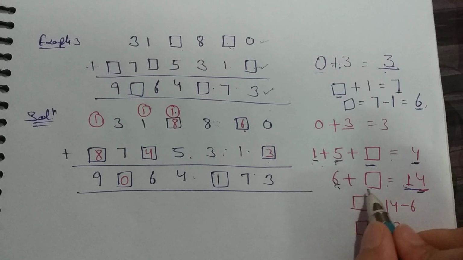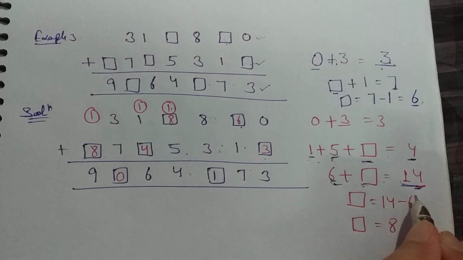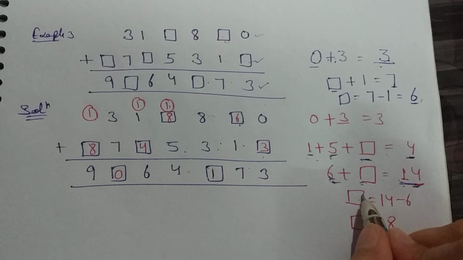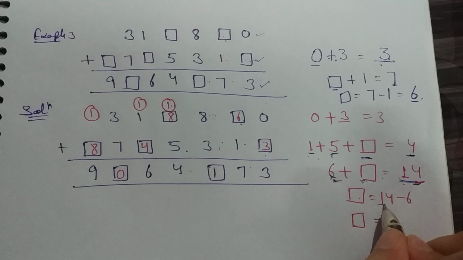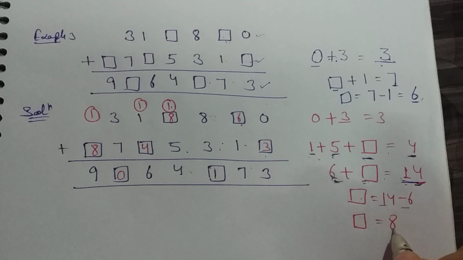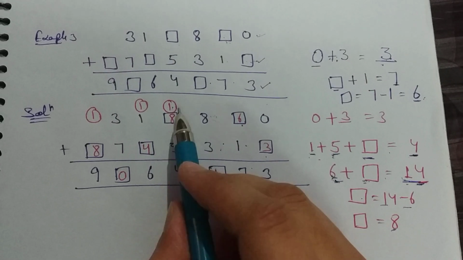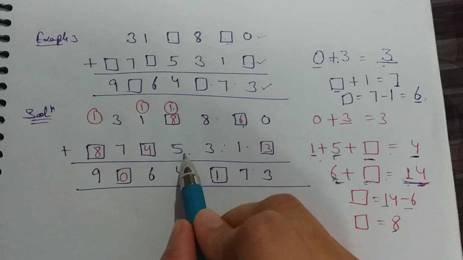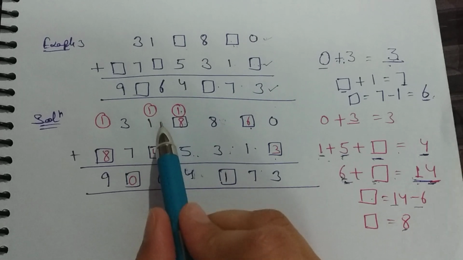So now find the addend 2. Addend 1 plus addend 2 is equal to sum. To find the addend 2, we have to subtract addend 1 from the sum, which is 14 minus 6, and we get 8. Now put 8 here. 1 plus 8 is 9, and 9 plus 5 is 14. So 4 is here and 1 is carry.